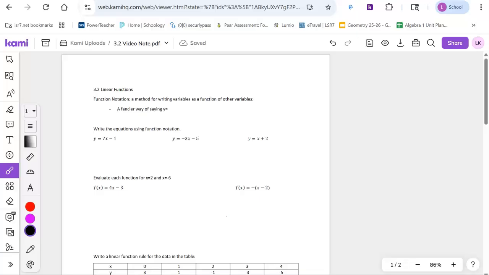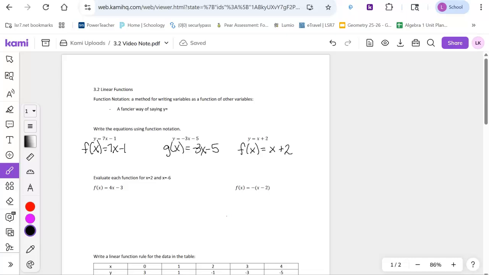So the first one says y equals 7x minus 1. All you have to do is f of x equals 7x minus 1. You can also change it and make it a function of g. So like this one, if I did the second one, y equals negative 3x minus 5, and I want to make it a function of g, I could do g of x equals negative 3x minus 5. And then y equals x plus 2. Let's just go back to the f of x equals x plus 2.